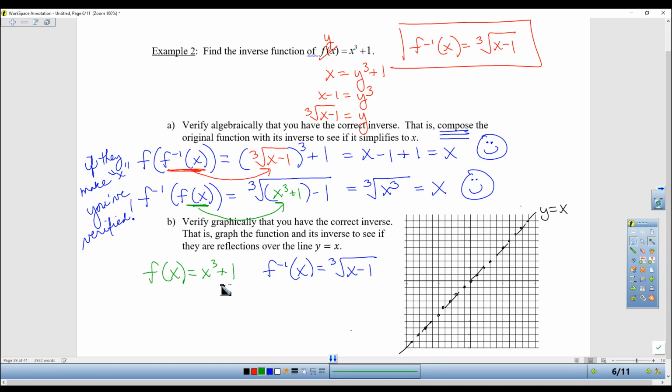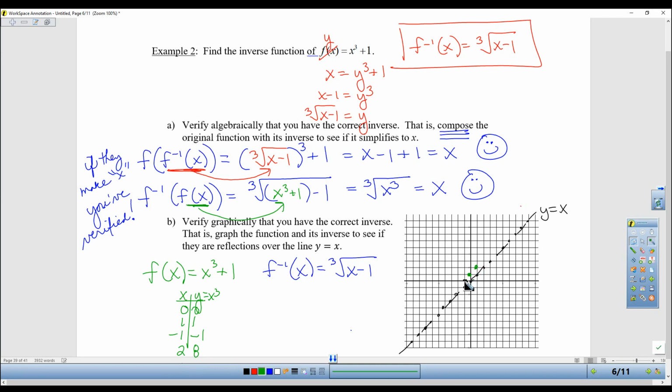So I'm going to graph the green one first. It's easier for me. I know what the cube graph looks like, but I'm going to go up 1, and then that's my new 0, 0. And from there, the points that I'm thinking about should be just x cubed. Like I'm not worrying about the plus 1. So 0, 0, 1, 1, negative 1, negative 1. And if I can fit it, I try to do 2, 8, and even negative 2, negative 8.